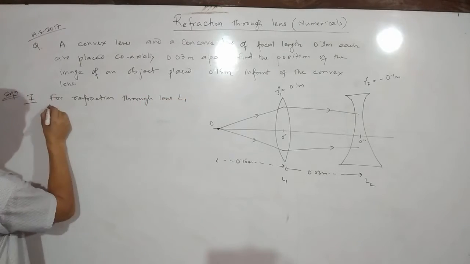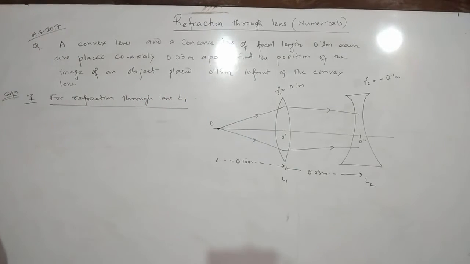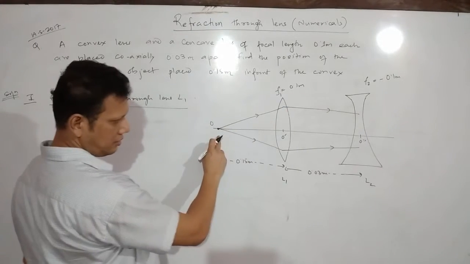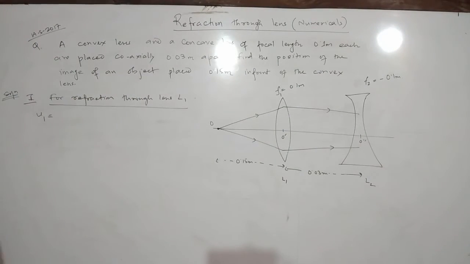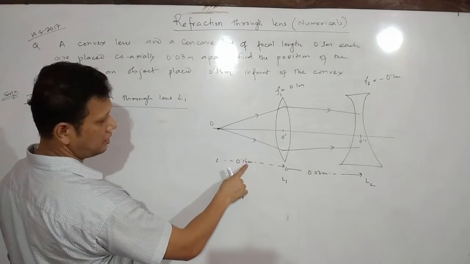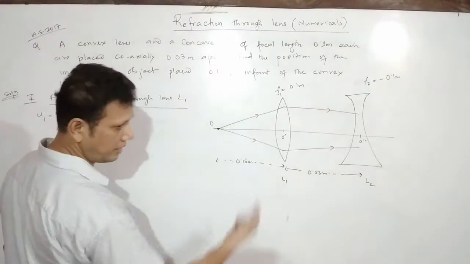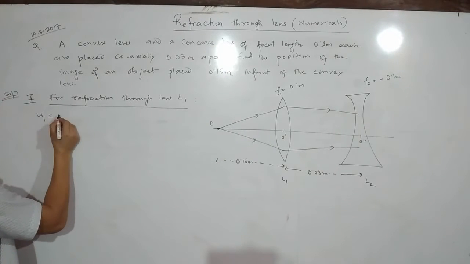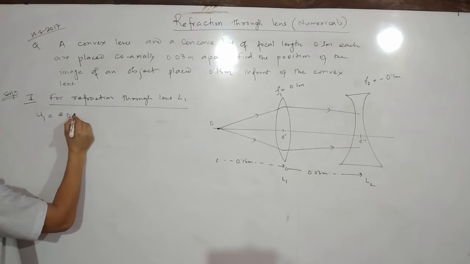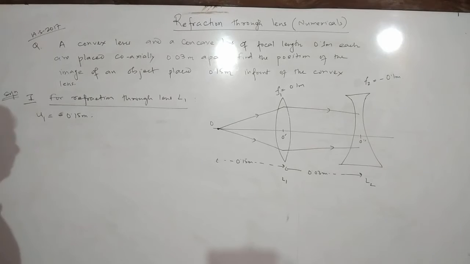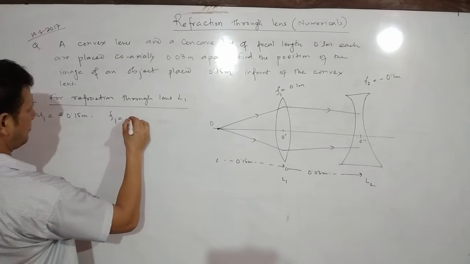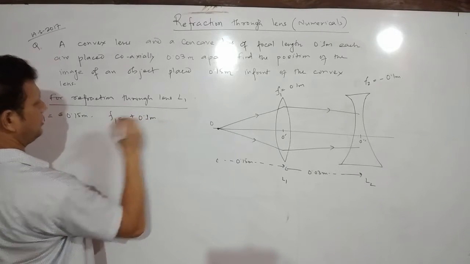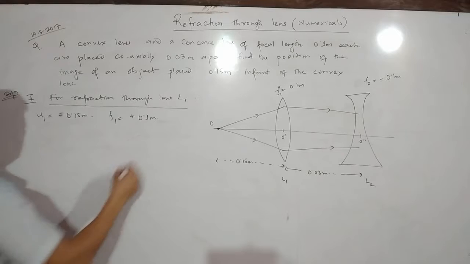lens L1, মই তো separately দুটা refraction deal কৰিম. For refraction through lens L1, এই লেন্সখনৰ কাৰণে এটো অবজেক্ট, so this is the object distance, so object distance u1 নাম দিছো. u1 is how much? 0.15, but it will be negative by convention. So u1 is equal to minus 0.15 meter. Next, focal length of the convex, which should be positive, plus 0.1 meter. You have to find out the position of the image.